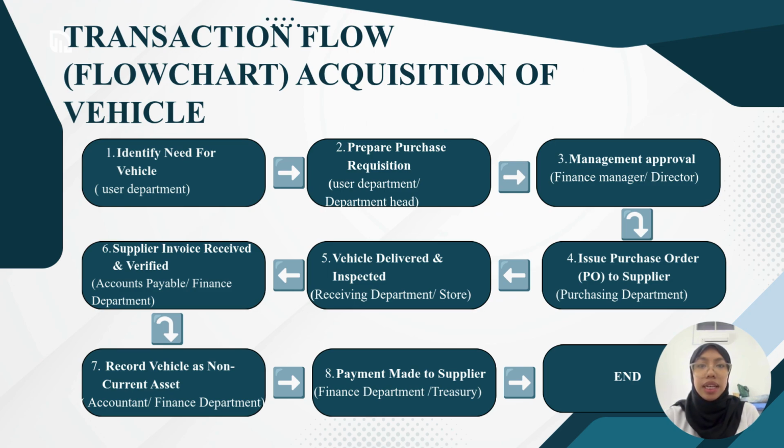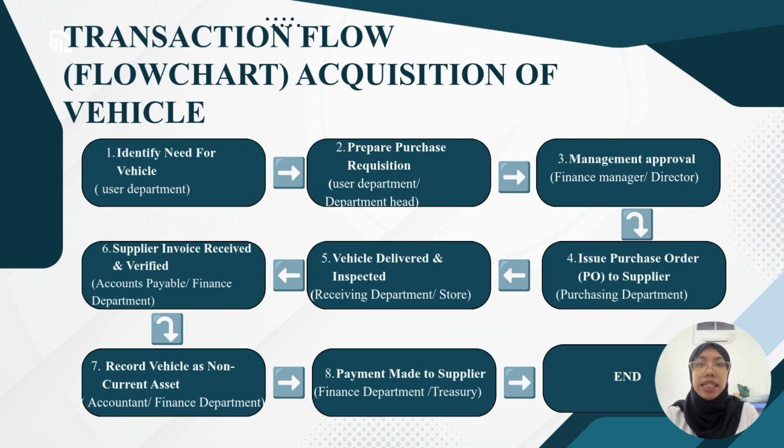Step 3. Management approval. The request undergoes strict financial scrutiny. A finance manager or director must approve it to ensure budget availability and justification before spending company funds. Step 4. Issue purchase order to supplier. Once authorized, the purchasing department creates an external purchase order and sends it to the vehicle supplier, legally ordering the asset based on approved terms.